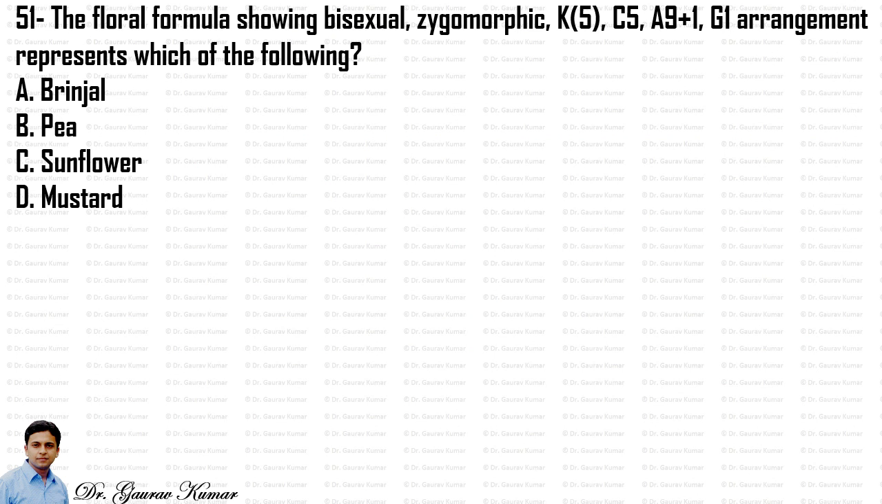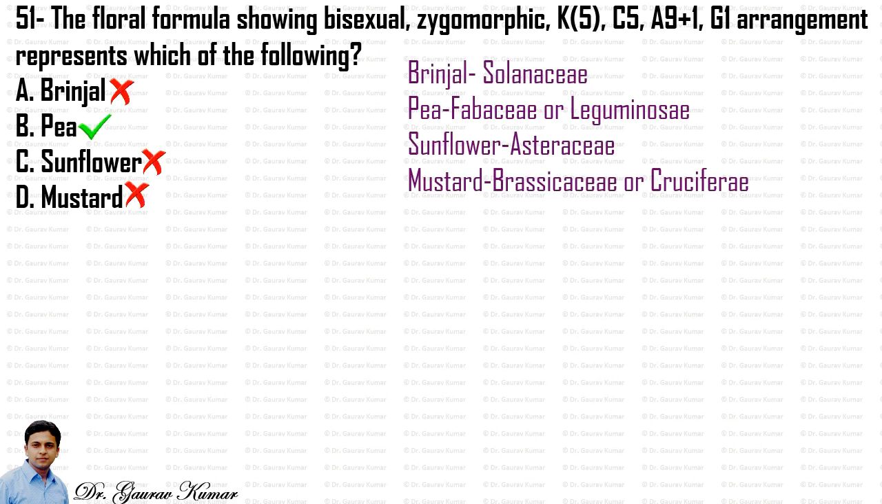Next question, the floral formula showing bisexual, zygomorphic, and then this complete arrangement, represents which of the following. So this is actually the floral formula of Fabaceae or Leguminosae. Brinjal belongs to Solanaceae, sunflower to Asteraceae, and mustard belongs to Brassicaceae or Cruciferae. These are very important and very common families, and they may be asked in the exam.